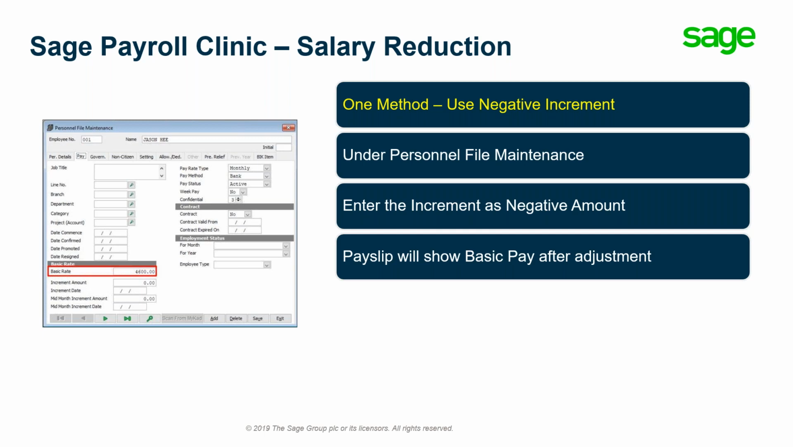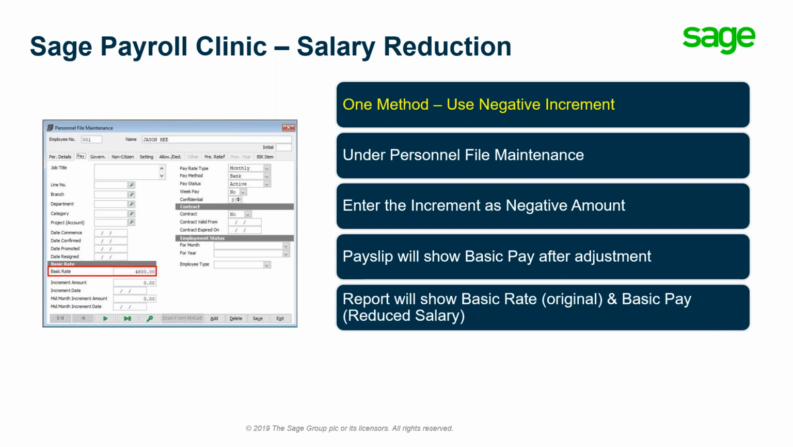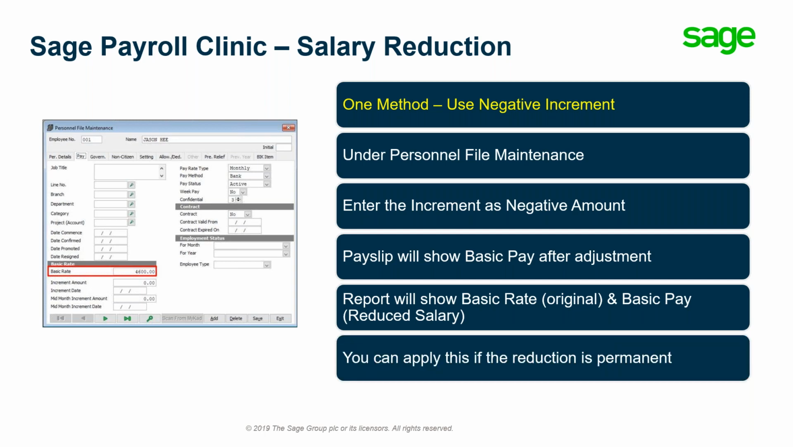The good thing about using negative increments is you have the information about the salary cut, but the payslip that the employee gets will show the total basic salary after the adjustment. So you don't show two lines. Then the report has the ability to show the basic rate, which is the original, and then the basic pay under the payroll details. You can see the breakdown. And you can apply this reduction as permanent. Just put it in one time, and it's sitting there. It means every month the payroll will process based on the latest information you have keyed in.